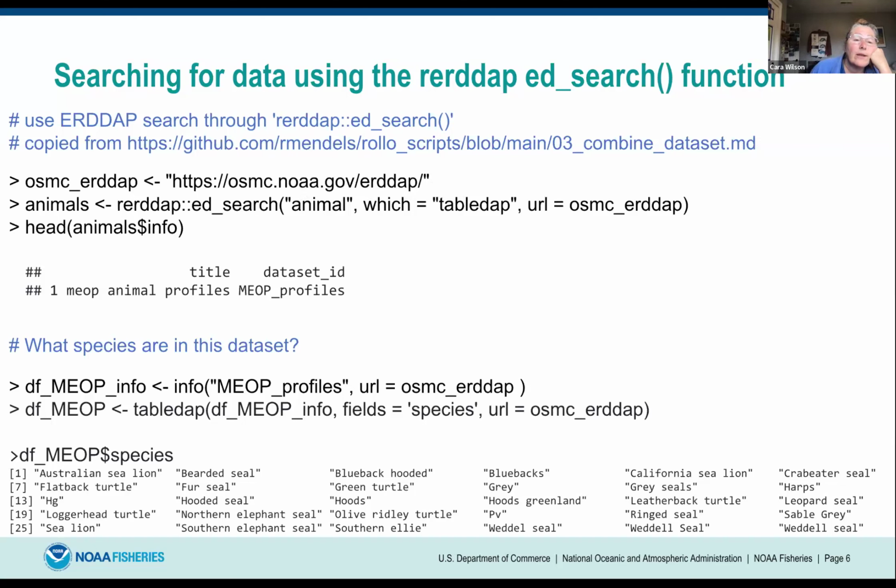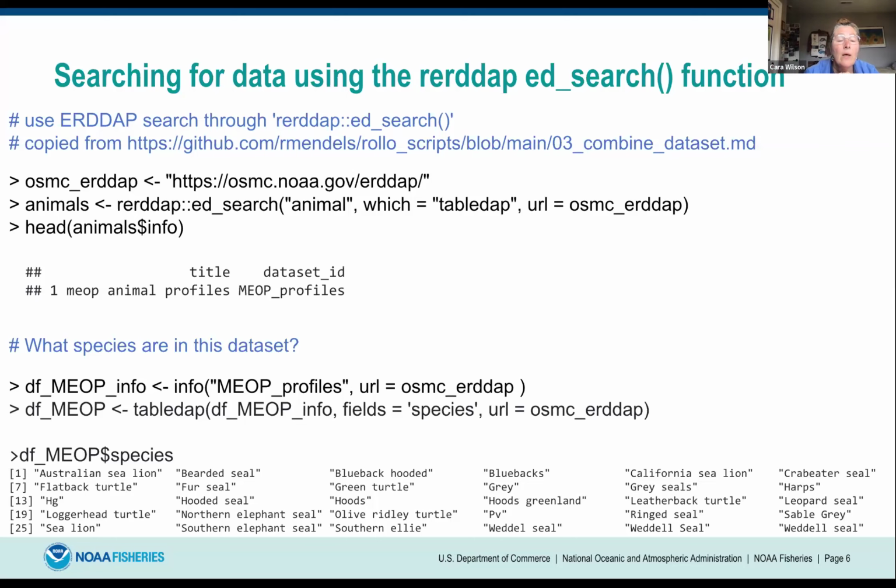And then in the second line, the one that starts with animals, we're using the ed_search function to look on this ERDDAP for any data set that has animals in the title. And we're saying that we want tabledap data. That's what the which equals tabledap is. And then we're giving it the URL. What it returns to us is that there's a data set on this URL called MEOP animal profiles, and the data set ID is MEOP_profiles. So, okay, we now know there's some animal data on this ERDDAP, and that's what we're interested in.